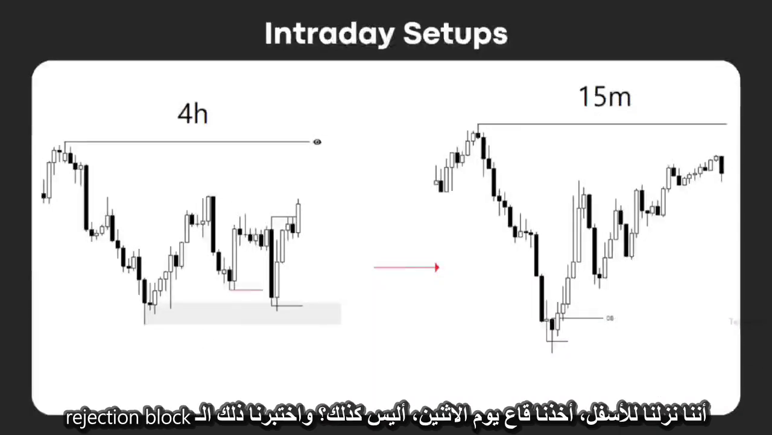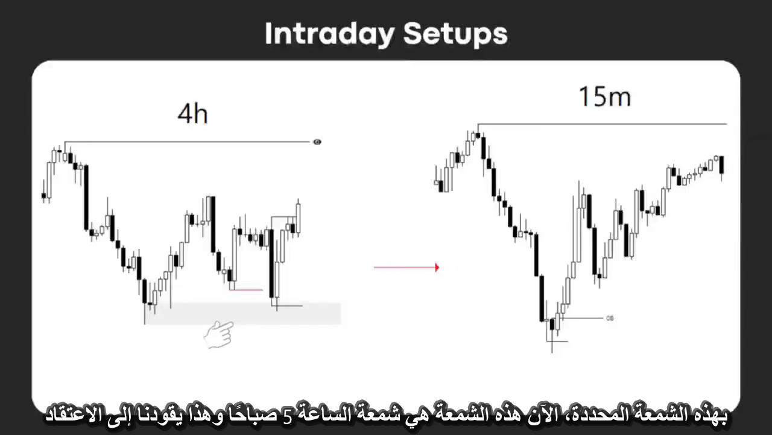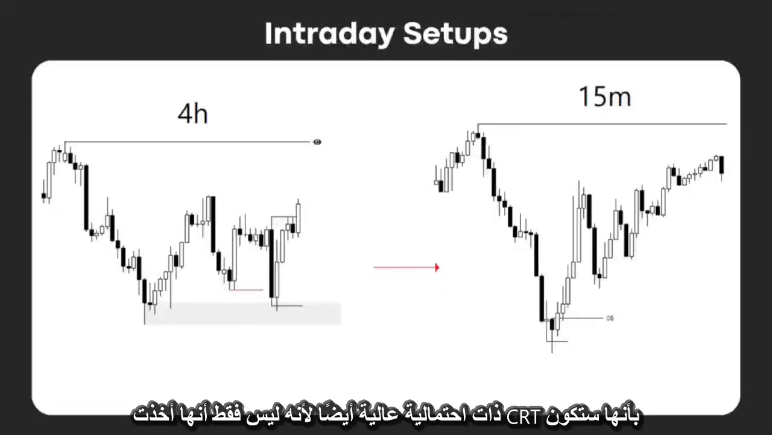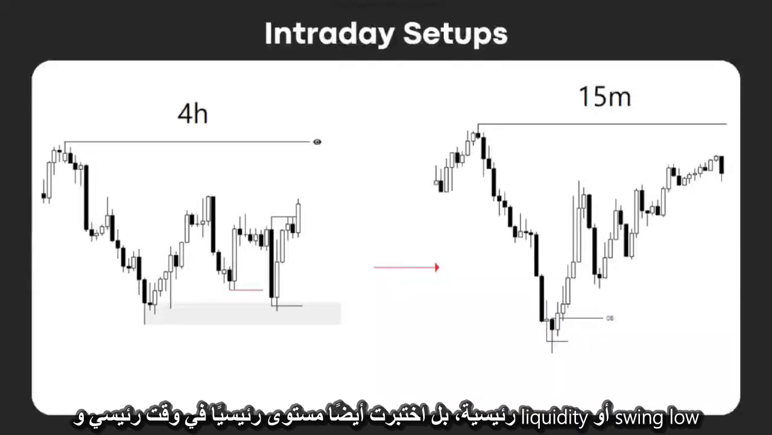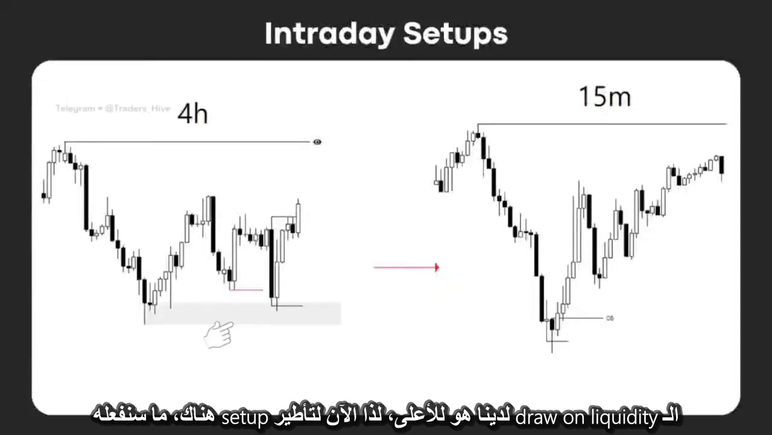And then what happened on Tuesday is that we came down lower, took out that Monday's low, right, and tested that rejection block with this particular candle. Now this candle is the 5 a.m. candle, and that leads us to believing that it's going to be a high probability CRT as well, because not only has it taken out a swing low or a major liquidity, it also has tested a key level at a key time, and our drawn liquidity is higher.